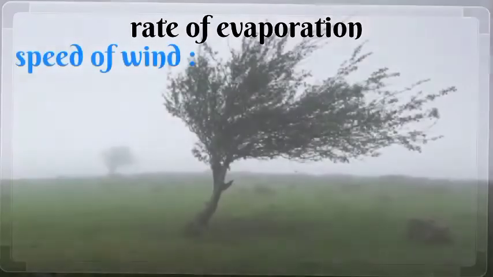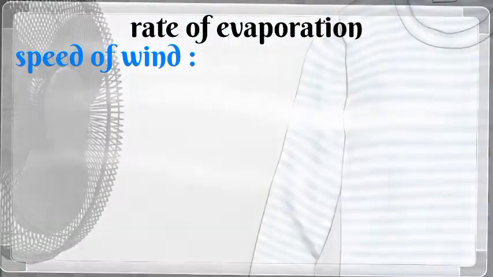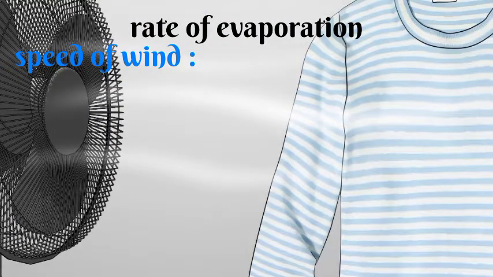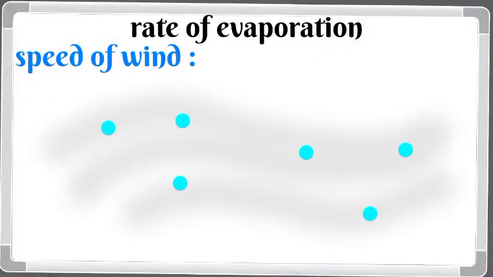Speed of wind. When the speed of the wind increases, the rate of evaporation also increases. For example, clothes dry faster under a fan. When the speed of wind increases, the particles of water vapor move away with the wind. As a result, the amount of vapor decreases in the surrounding.